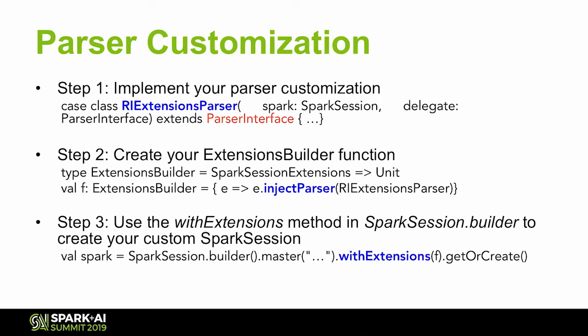The thing to note here is it takes in 2 arguments. There's a Spark session, and then it takes in a delegate. So you can deal with whatever new DDL that you wanted to parse, but then you can delegate to Spark SQL parser for the rest of the SQL syntax. The second step is you would create your extensions builder, and you would use the inject parser to pass your RI extensions parser. And then you would use the with extensions method to create your custom Spark session.